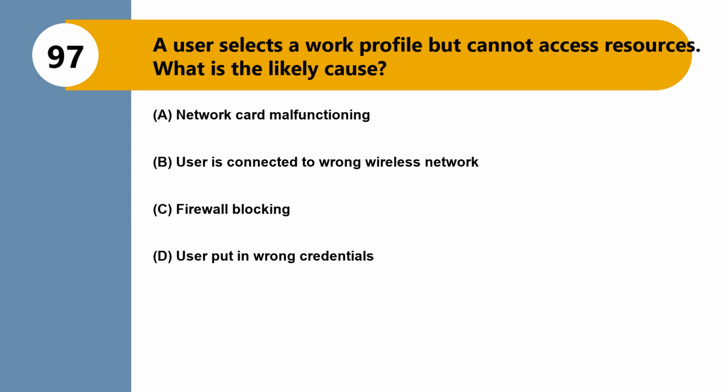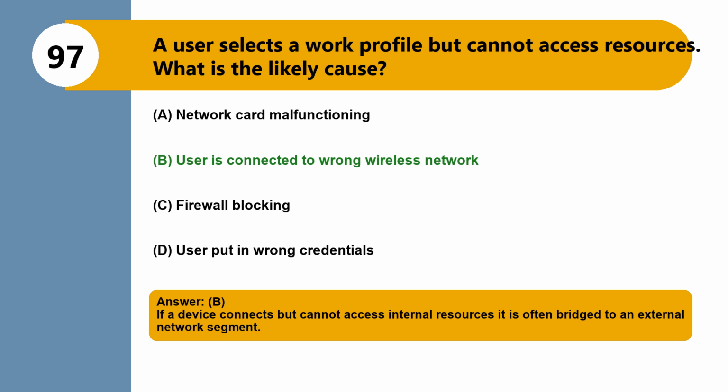Question 97. A user selects a work profile but cannot access resources. What is the likely cause? Option A, network card malfunctioning. Option B, user is connected to wrong wireless network. Option C, firewall blocking. Option D, user put in wrong credentials. The correct answer is option B, user is connected to wrong wireless network. If a device connects but cannot access internal resources, it is often bridged to an external network segment.